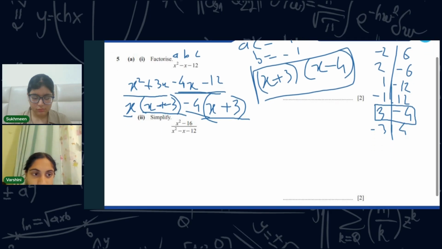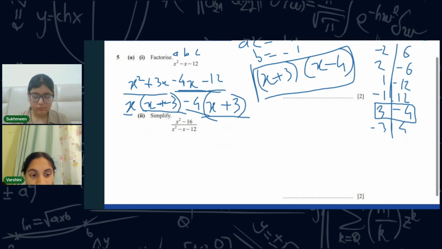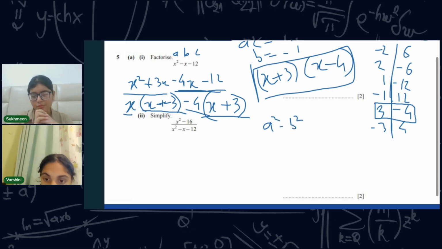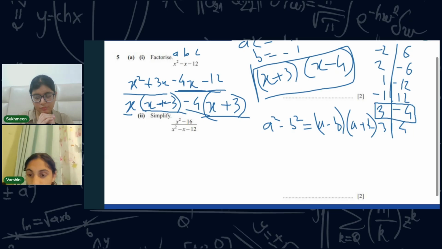Okay, for the next question, simplify this. They want to simplify this. So we've already simplified this by factorizing the denominator. So now we need to factorize the numerator. So it looks familiar. We know that the expression of a squared minus b squared is going to give us a minus b into a plus b. So we want our numerator to look like this. We want it to look like a minus b into a plus b.